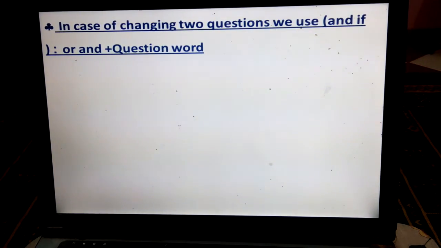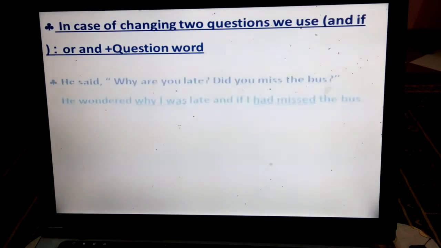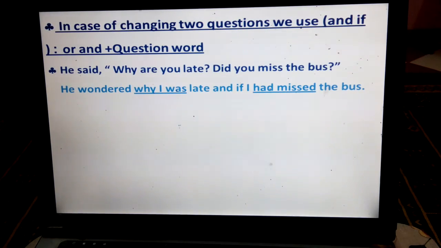In case of changing two questions, we use an if or and plus question word. For example, he said, "Why are you late? Did you miss the bus?" He wondered why I was late and if I had missed the bus. So I join the two words with and.